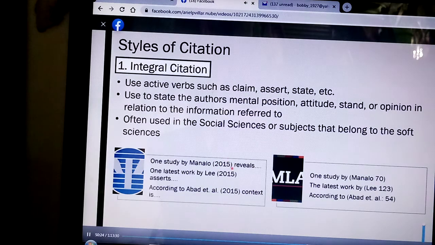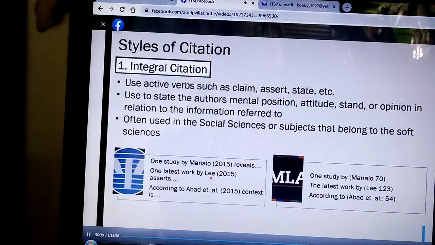Usually, the integral citation is found at the beginning of the paragraph. Nasa umpisa siya kasi integral, it means that who is mentioning, sino ang nagsabi nun. Okay? So, integral citation indicates who is the source or who said that particular information or idea. So, yan ang pinaka-format po ng integral citation. If you observe, siya po yung nasa umpisa madalas ng paragraph. Yung author saka yung year ay nasa umpisa ng paragraph.